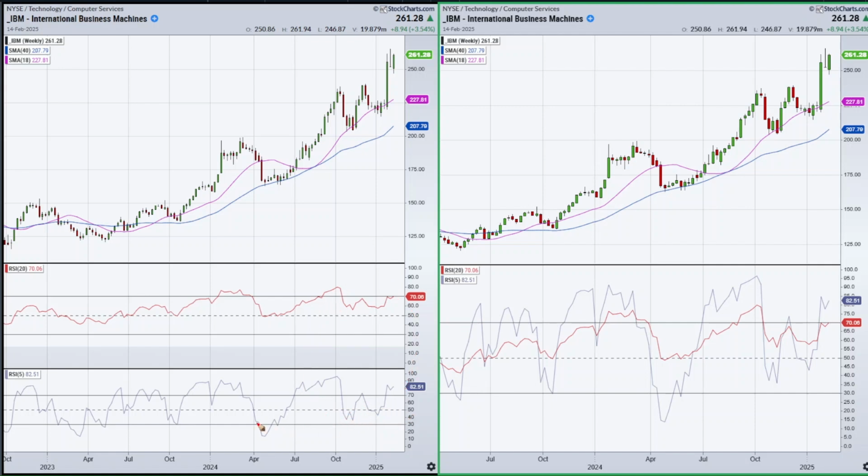You shouldn't expect a deep oversold reading when you're in a strong trend. You're just going to pull back to the 18 in these cases. And when that happens, we only need the RSI 5 to come down below.